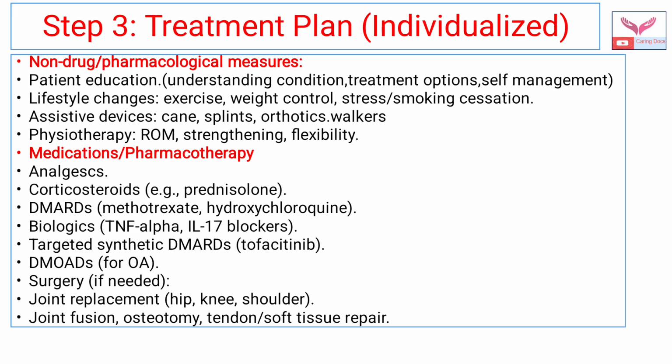The non-drug or non-pharmacological measures are patient education. It helps; we have to make the patient understand his condition. The treatment options are to be given to the patient, and he is also told about the self-management of the mild symptoms. The lifestyle changes include exercise, weight control, stress management and smoking cessation. The use of various assistive devices like cane, walkers, splints, orthotics are to be encouraged, especially for the elderly patients.